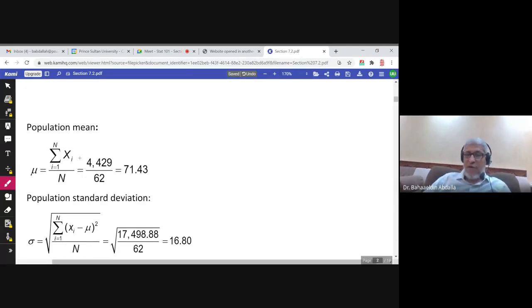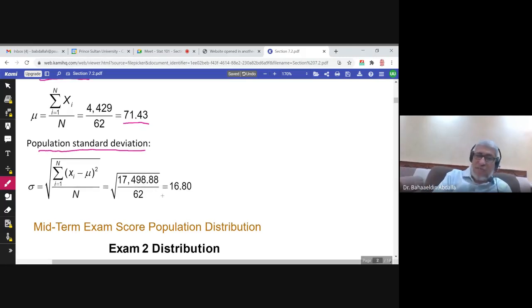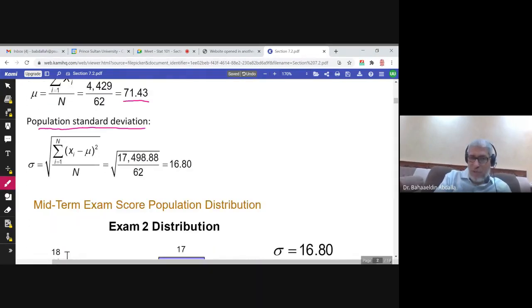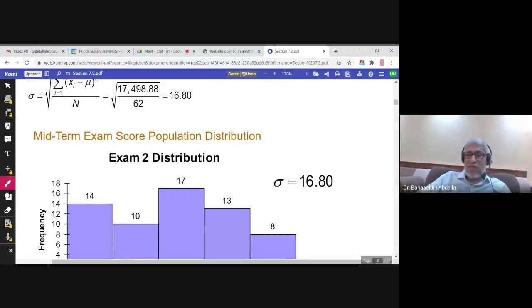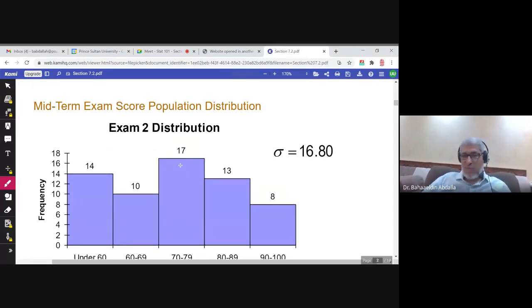If we need to find the population mean, what is the population mean? It's mu. We add all of these 62 scores and divide by 62, and we find that the population mean is 71.43. Also, we can calculate the population standard deviation using the formula we studied before, and the answer would be 16.8. So this is the standard deviation of the scores of this population, and this is also the population mean. All right. Now, let us have a graph of the population distribution.